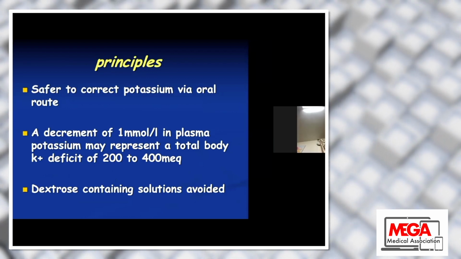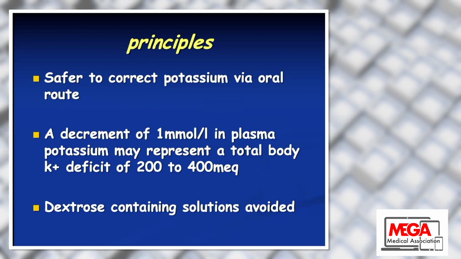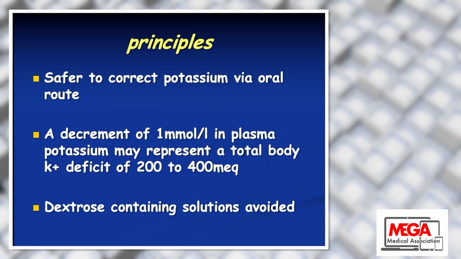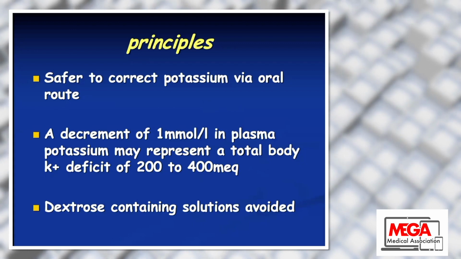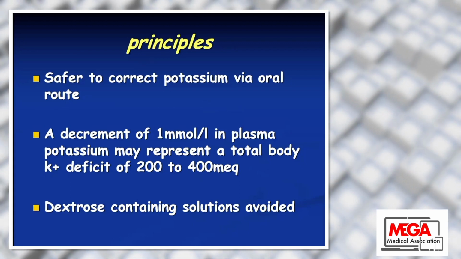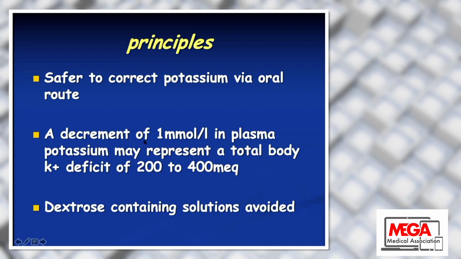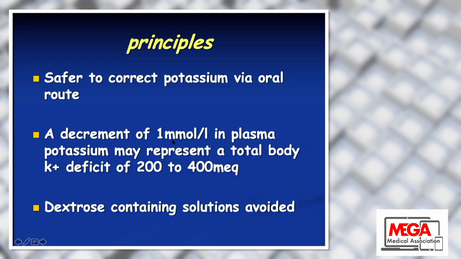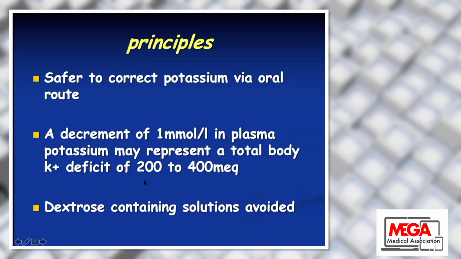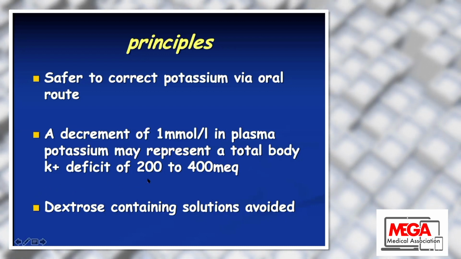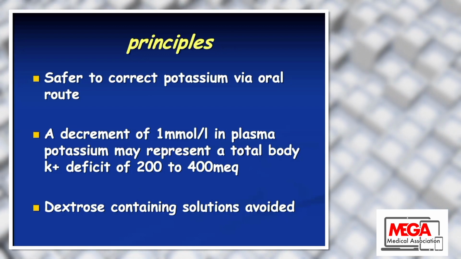So after administration, any increase in the intravascular value of potassium will shift to correct the intracellular deficit at first, before appearing in the values of the intravascular potassium. It means a decrease of about 1 millimole per liter in plasma potassium may represent a total body potassium deficit of about 200 to 400 milliequivalents. So there is no definite equation to calculate the potassium deficit.